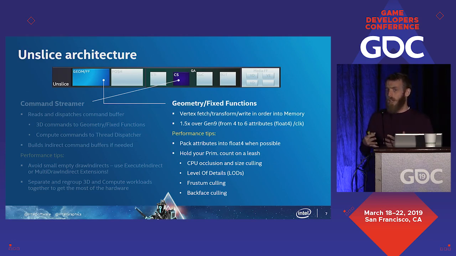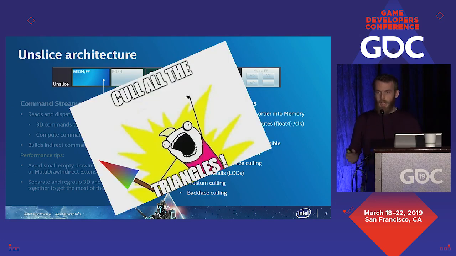And the other thing you can do is try to avoid submitting primitives that are not contributing to the final scene, right? So you really need to pay attention to CPU occlusion culling, size culling, implementing good levels of detail, frustum culling, backface culling, and work with your artists on that kind of thing. Basically, we ask you to really cull all the triangles.